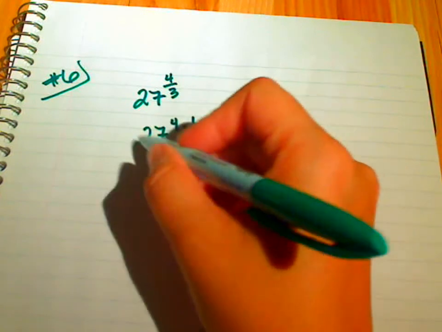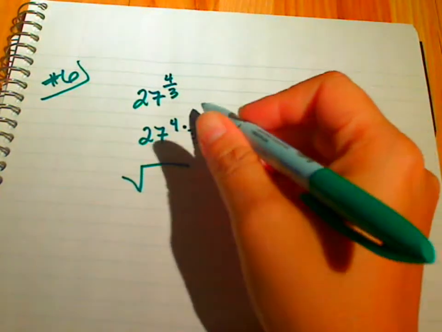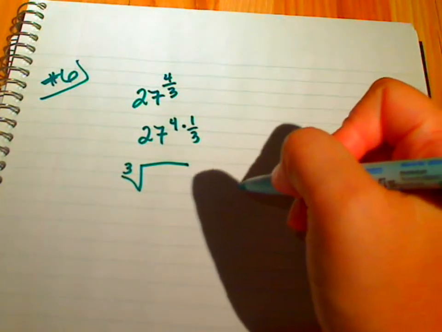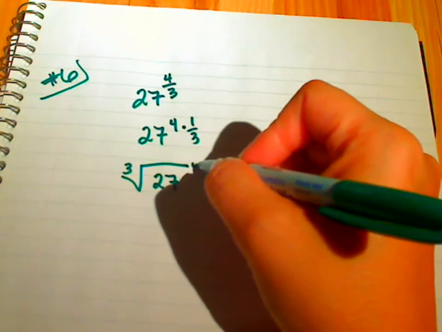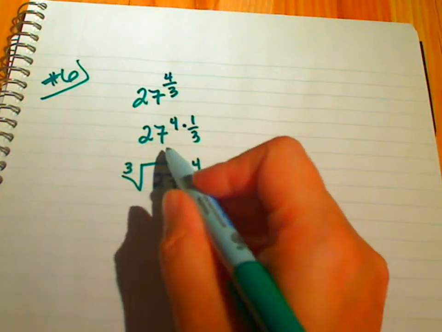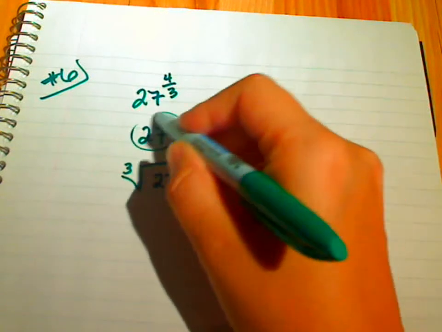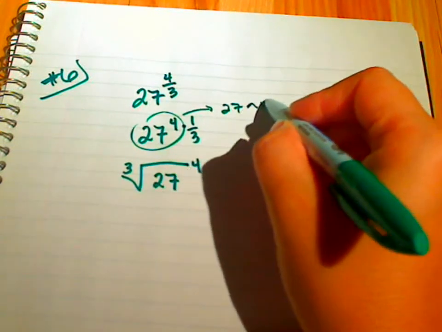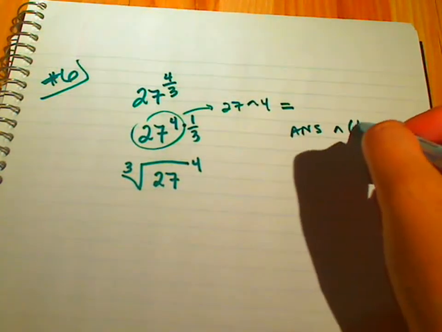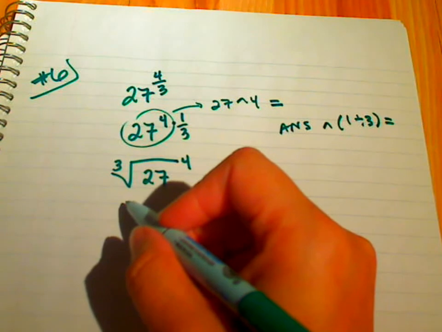So to rearrange this like I did on number 5, I can write this with a root here. This 1/3, if I want to write it with a root, I would put a 3 right there. That means the 1/3 power. I have 27 of 4. So to simplify this, there are a couple ways you can do it. You can do it like this: do 27 raised to the 4th, and then that answer raised to the 1/3 power. And that should give you 81.